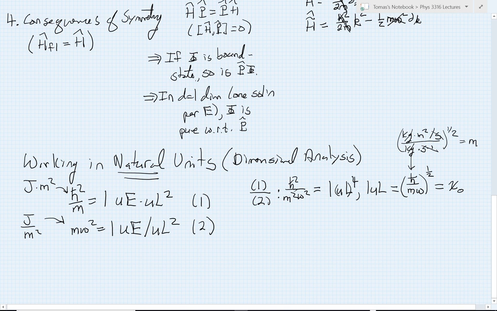For the unit energy, I can do something very similar, right? Clearly, if I multiply these two together, the unit lengths then will cancel. So if I do number 1 times number 2, on the right-hand side, I will get, as we were just saying, unit energy squared. So this will be 1 unit energy squared. When I multiply the left-hand sides together, I get h squared on m times m omega squared. So interestingly, the m's cancel, and I'm left with h bar squared omega squared. Oh, that's pretty. That's very nice.